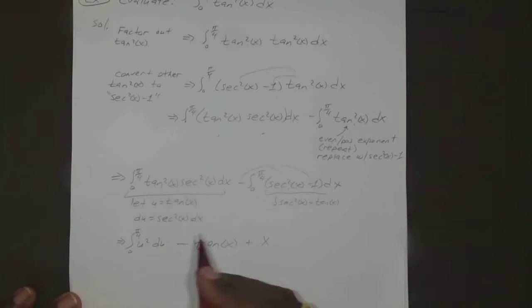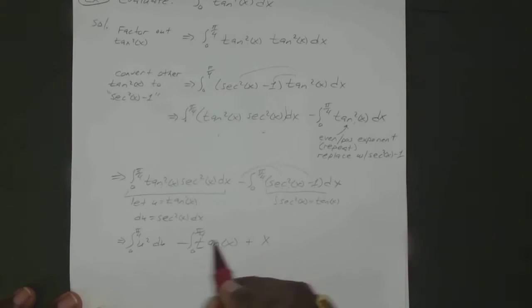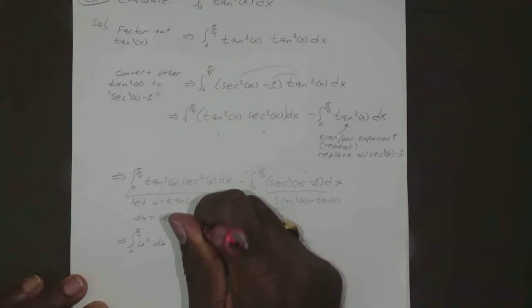Actually, that's still du, so we can't do that just yet. Can't combine them until we convert that back. So pi over 4.